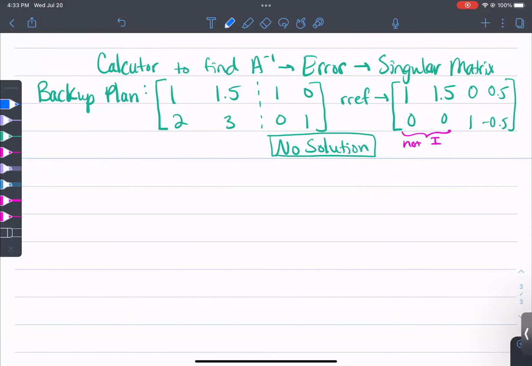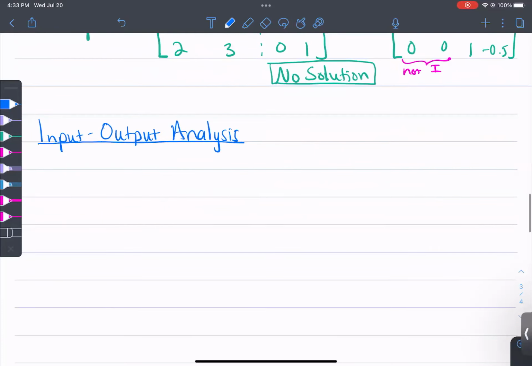So now I'm moving into the application ideas. Most of our problems are going to deal with input and output analysis, building into the business idea. In the business world, it's all about analyzing your input and your output.